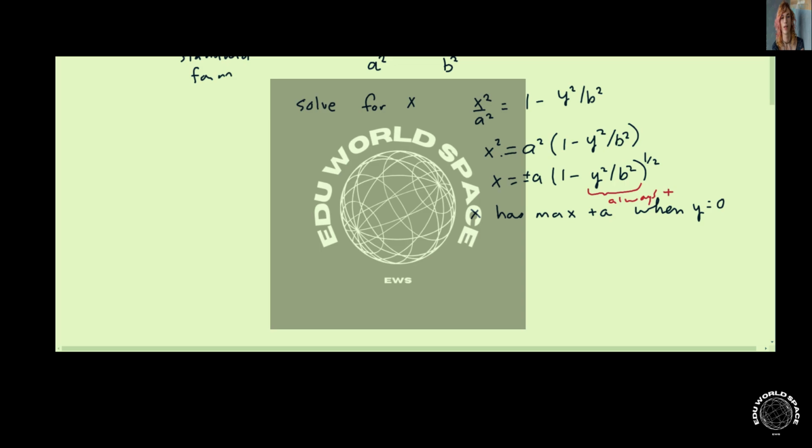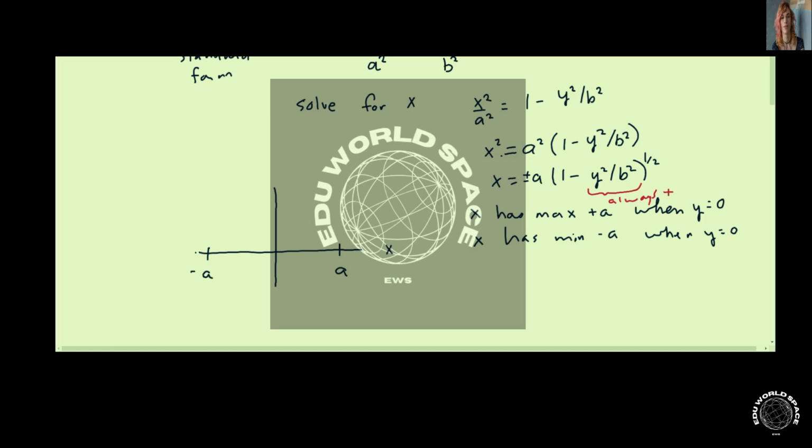And then we can also take the obverse. X has a minimum, minus a, when y equals 0. So x is double valued, and we can make a plot of that on an xy plot. So we know that x is stuck between a and minus a.